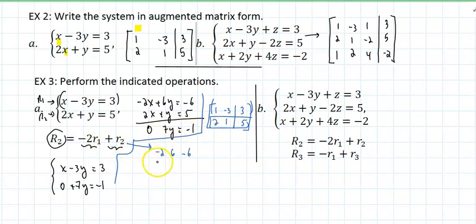Add it to row 2. Row 2 is 2, 1, 5. If I add those, that's a 0, that's a 7, and that's a negative 1. And my new augmented matrix would be, so row 2 is changing. It's right there. It's 0, 7, negative 1. And row 1, I didn't change.